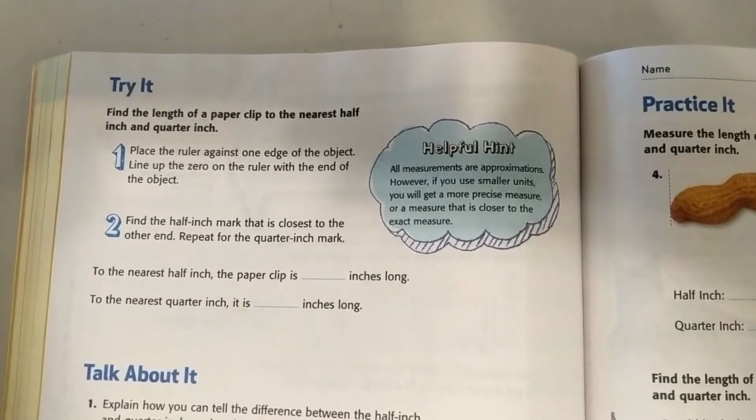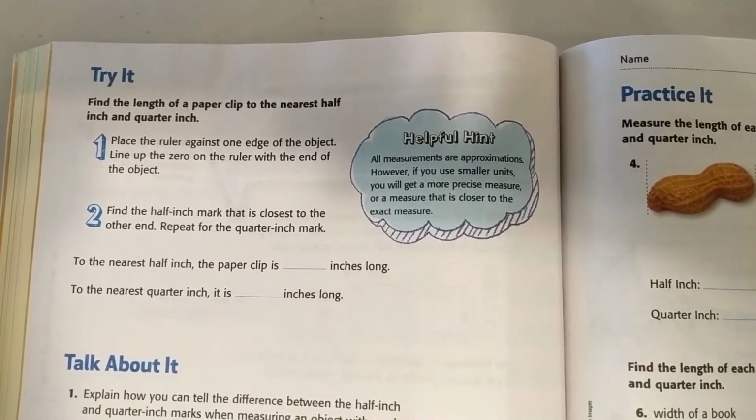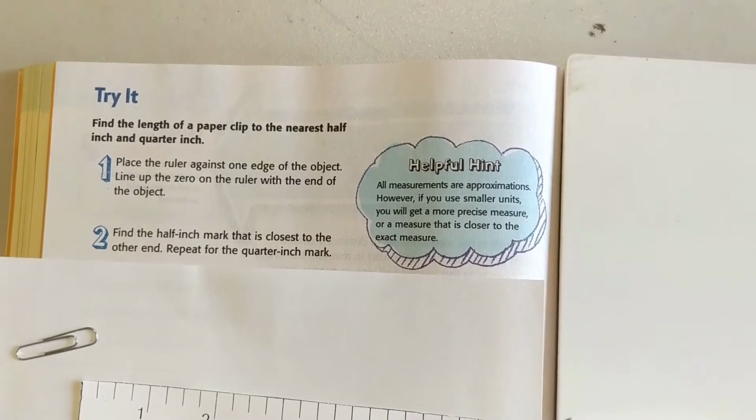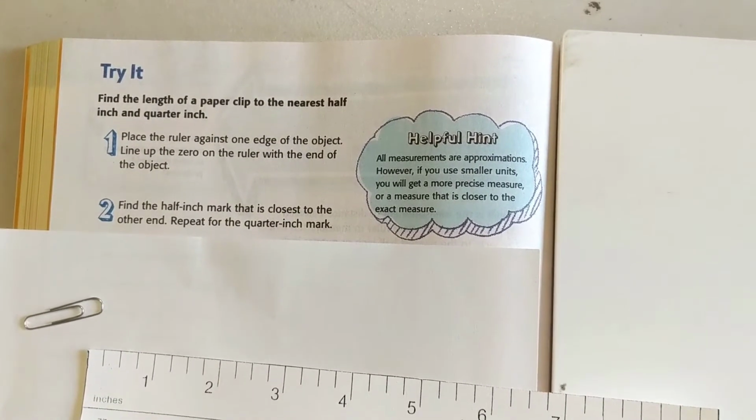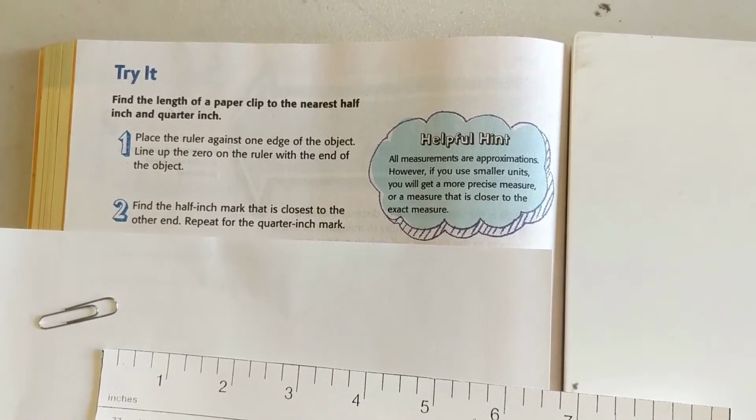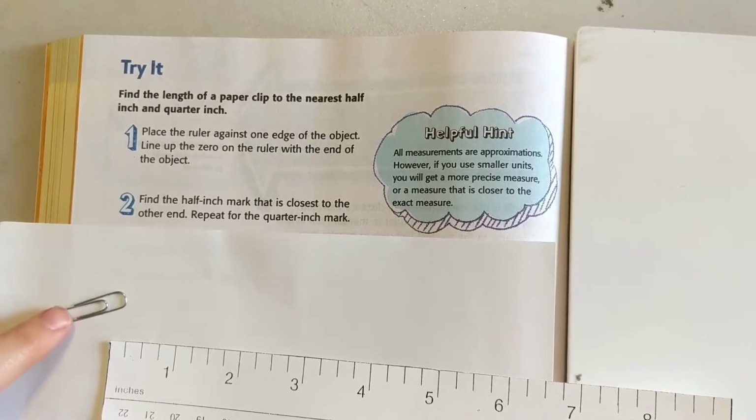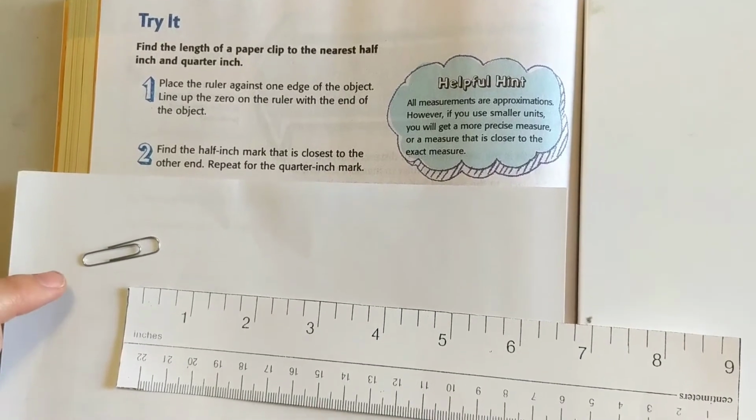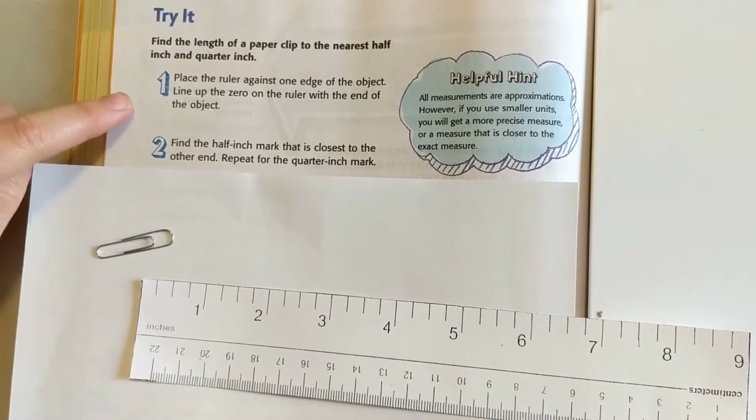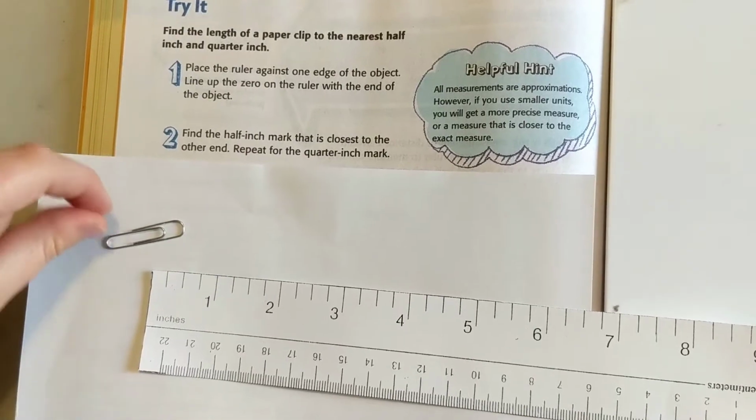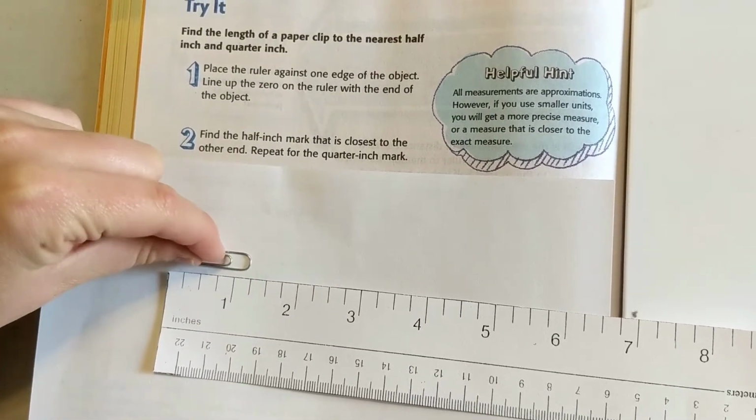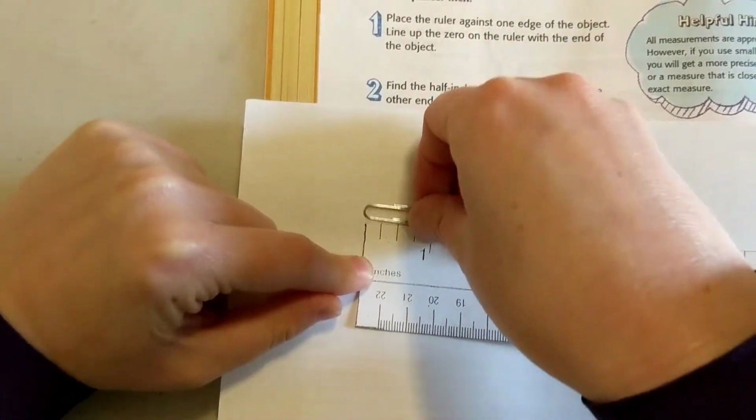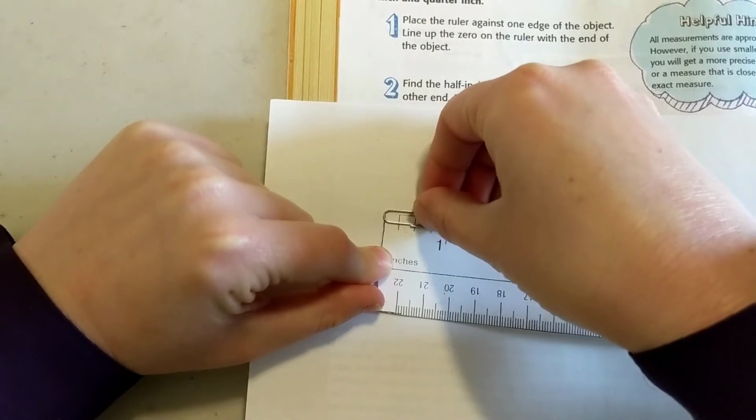Then we're trying to find the length of a paper clip to the nearest 1/2 inch. For this example, they want us to find the length of a paper clip to the nearest 1/2 inch and the nearest 1/4 inch. I'm using a small standard size paper clip. If you're using a larger paper clip, you get different numbers, but that's perfectly okay. So the first step is to place the ruler against the edge of the object and line it up at the 0 mark on the ruler, which for us is the very end of the ruler.